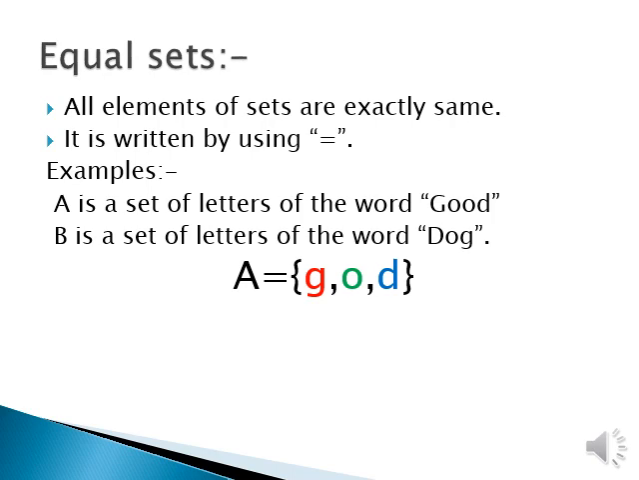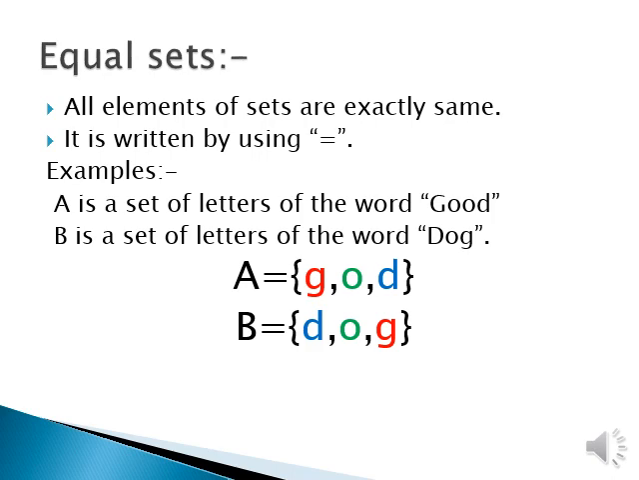Similarly, if we now write B. B is a set of letters in the word dog. Now again dog means D-O-G. You can just go through according to colors. G is present in both the sets. Again O is also present in both the sets, and D is also present in both the sets. Now here conditions are different, but the elements present in the sets are exactly the same.